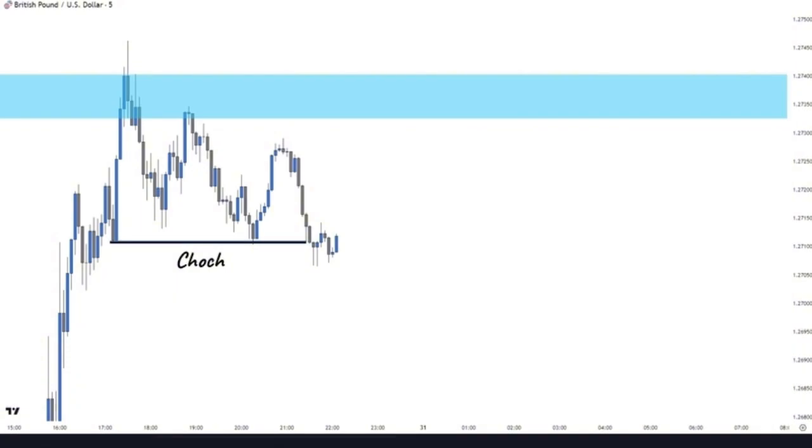But here is an important point. If we apply the period separator on the chart, we realize that right now, we are approaching the end of the New York session, which is one of the lowest liquidity periods of the day. So let's see what happens.